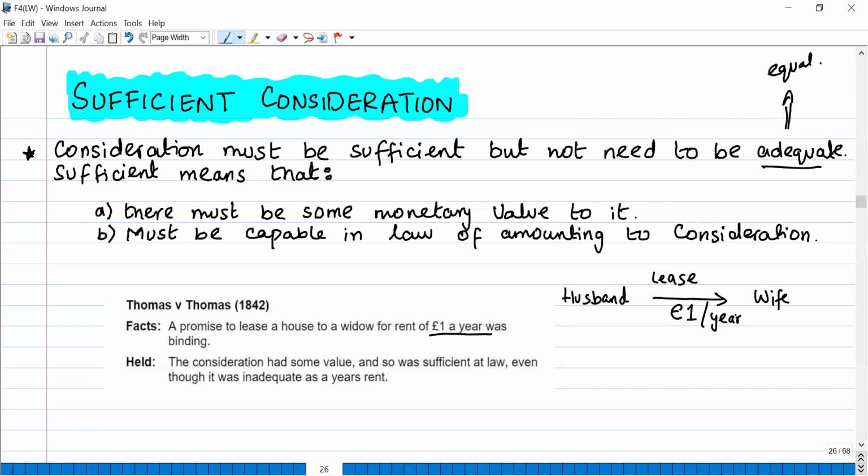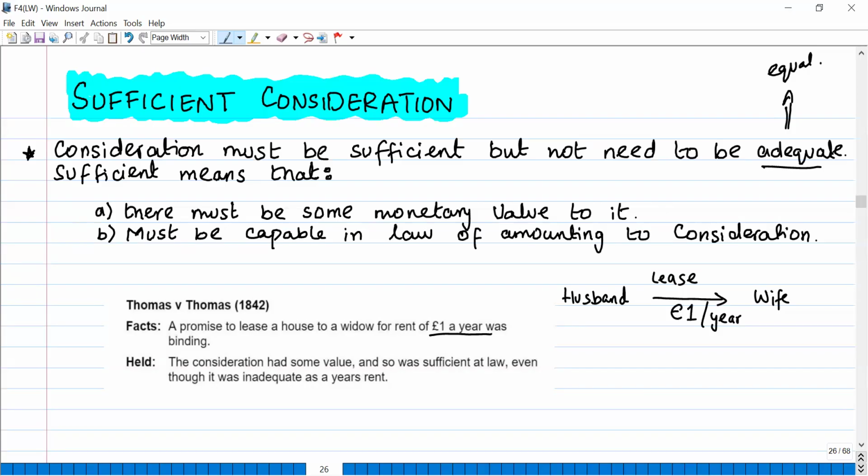Look, now this is not equal, right? The husband is giving the whole house on lease, and against the house, the rent is only £1 a year. So the consideration is not matching on both sides, right? But because the consideration had some monetary value, this lease contract is a valid contract. It is binding. Binding means it is compulsory to perform it.